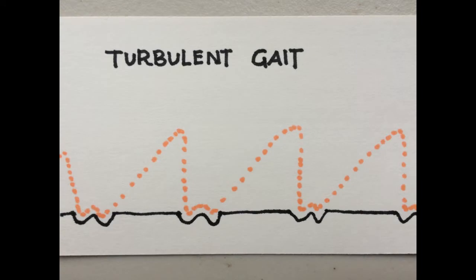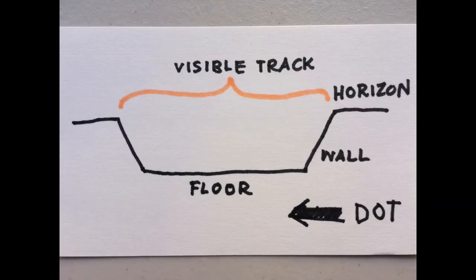On the other hand, a turbulent gait will do the opposite. It means the gait is unable to effectively and smoothly carry the energy generated in the animal body forward, and this is reflected in the track. A track itself is a waveform, just like the gait. The horizon, wall, and floor of a track comprise the peaks and troughs of that waveform.